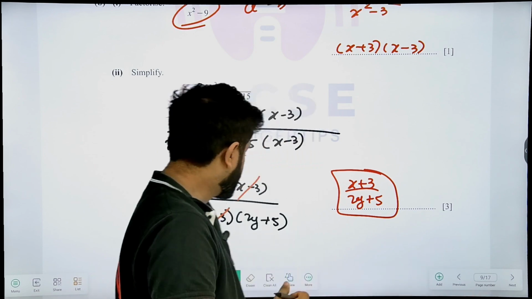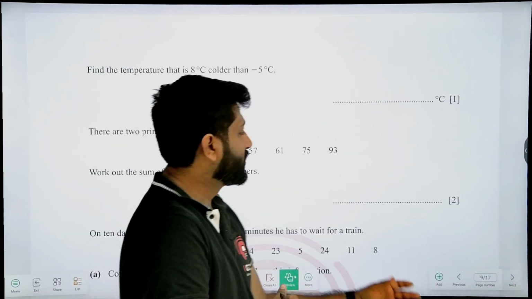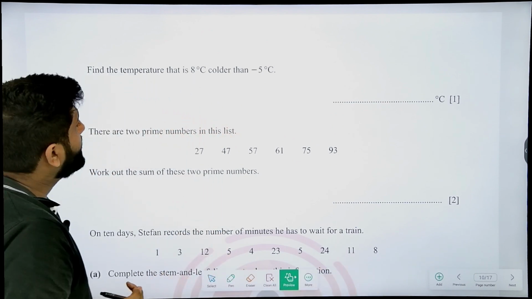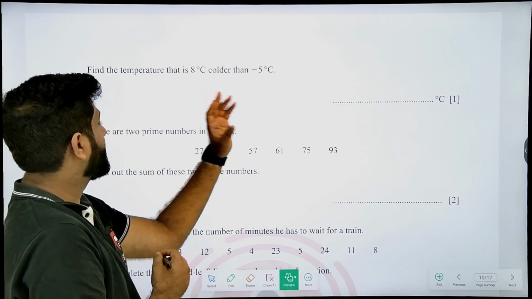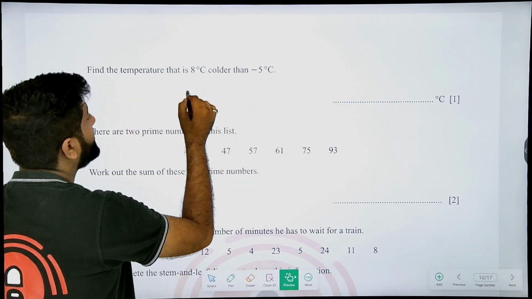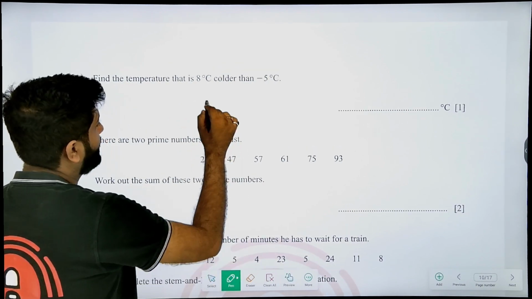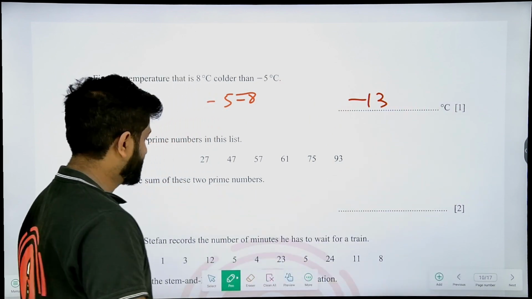Okay, I think that should be it for this page. Yes, that is it. Now going towards the next question. Find the temperature that is 8 degrees Celsius colder than negative 5. 8 degrees Celsius colder than negative 5 means I'll have to do minus 5 minus 8. So minus 13 degrees Celsius.